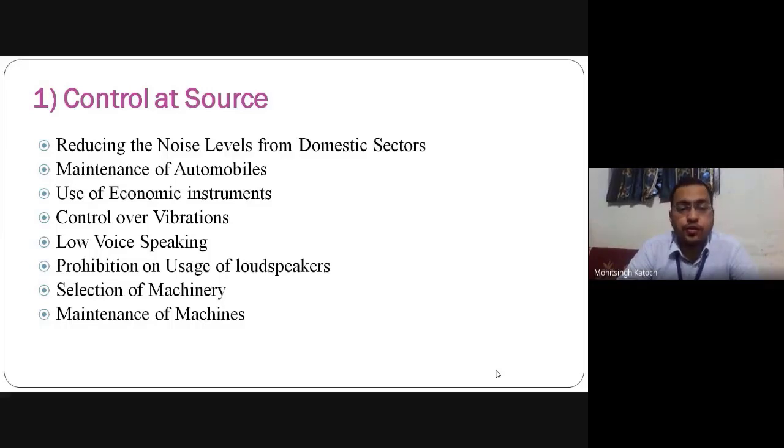Use of economic instruments. Control over vibrations must be there. Low voice speaking must be encouraged. There should be prohibition on usage of loudspeakers in public places. Selection of machineries should be done by keeping in mind the vibration and all the noises which are generated due to those machineries. Also, the machines must be maintained on a regular basis. By following all these protocols and methods, we can control and reduce the noise pollution at the source itself.